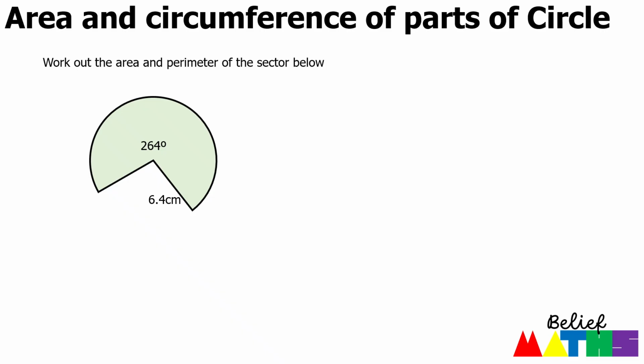The next topic we're doing is area and circumference of parts of circles. Now you're given the formula for the full circumference and the full area of a circle. We just have to figure out how much of the circle we have. Now in this example we've got 264 degrees. So very simply for the area we just do 264 out of a full circle, which is 360, and then multiply by your normal area formula, which is pi times the radius squared, which in this case gives us pi times 6.4 squared, and that gives us an answer of 99.4 centimeters squared.